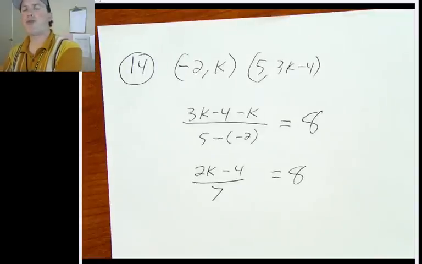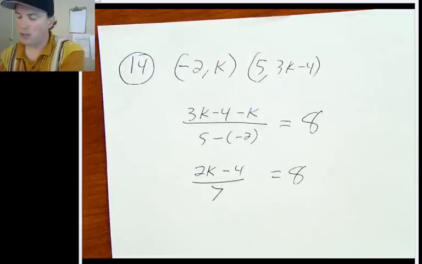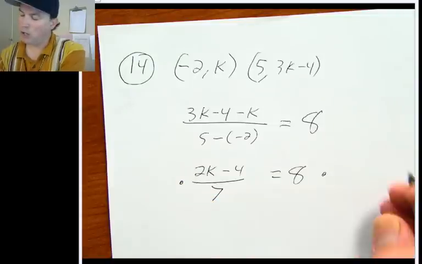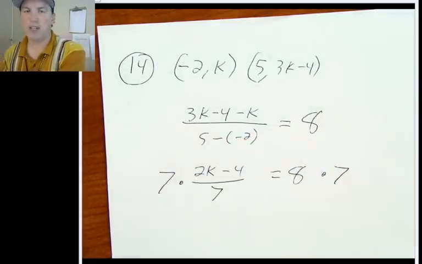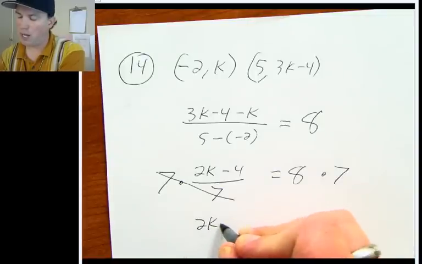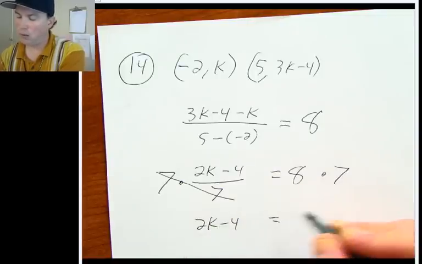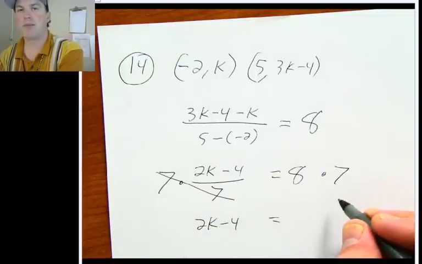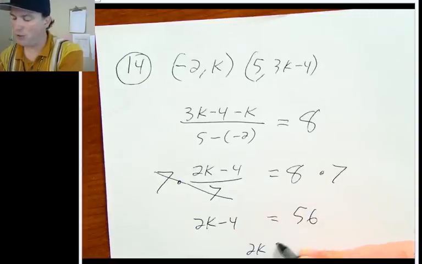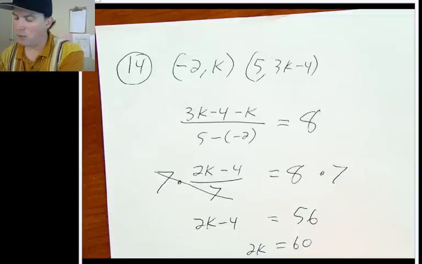People don't like fractions, and you can always get rid of fractions using multiplying. Because the denominator is 7, you can multiply both sides of this equation by 7. 7's cancel out. You get 2k minus 4 equals 8 times 7, which is, of course, 56. Add 4 to both sides. 2k equals 60. Divide both sides by that 2. K ends up equaling 30.